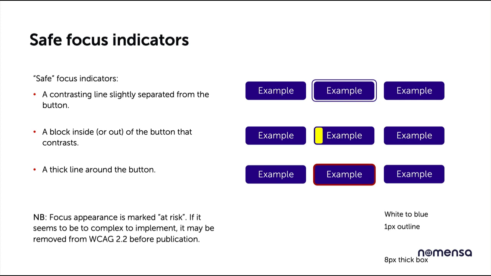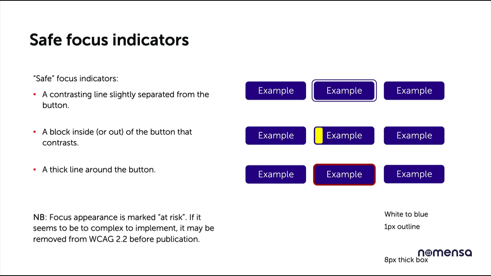So going backwards from that, what are some safe indicators? Safe as in would pass the success criteria and you can be reasonably sure would be visible. So the first is a contrasting line slightly separated from the button. Even down at 1 pixel thick, if you take that approach, it's reasonably contrasting. 2 pixels would be better. 2 pixels and a halo sort of effect would be even better. But yeah, that's your sort of baseline of a safe focus indicator.